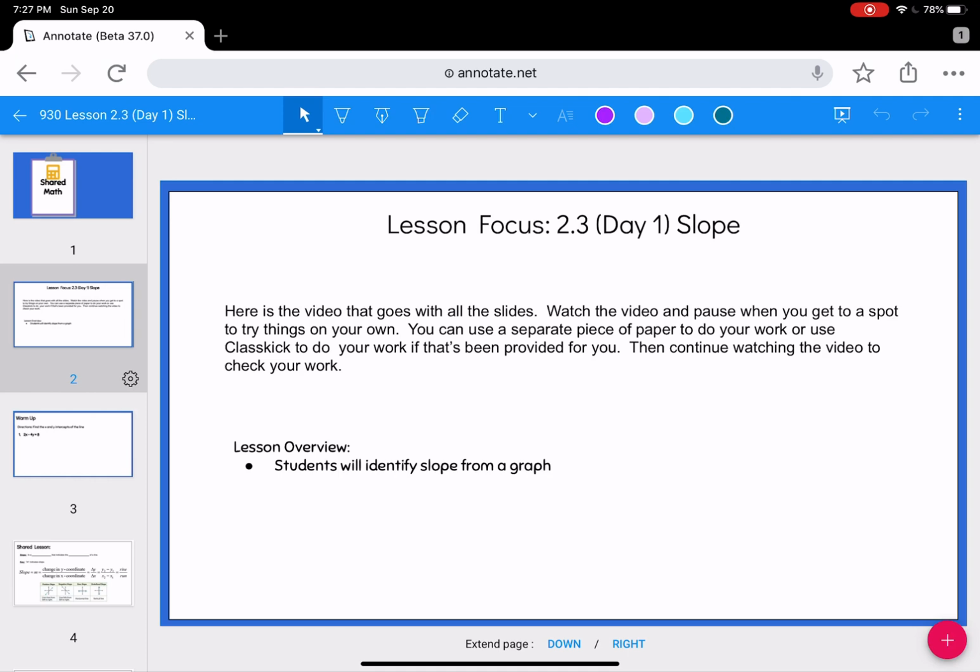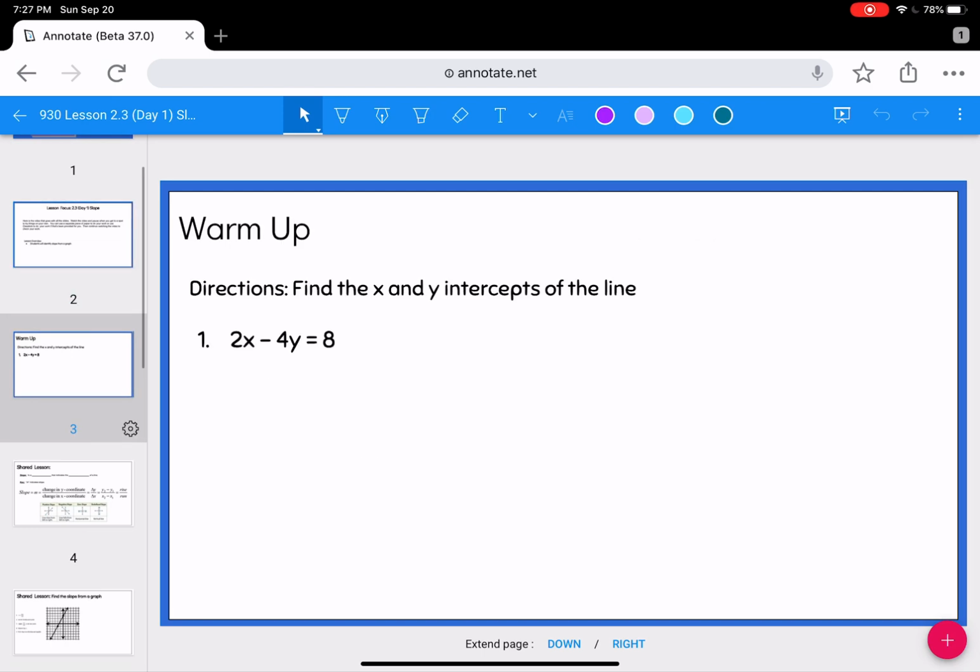I'm going to be going over today's lesson, 2.3, Day 1, and we're going to be talking about slope. So we're going to be identifying slope, given a graph today, using rise over run.